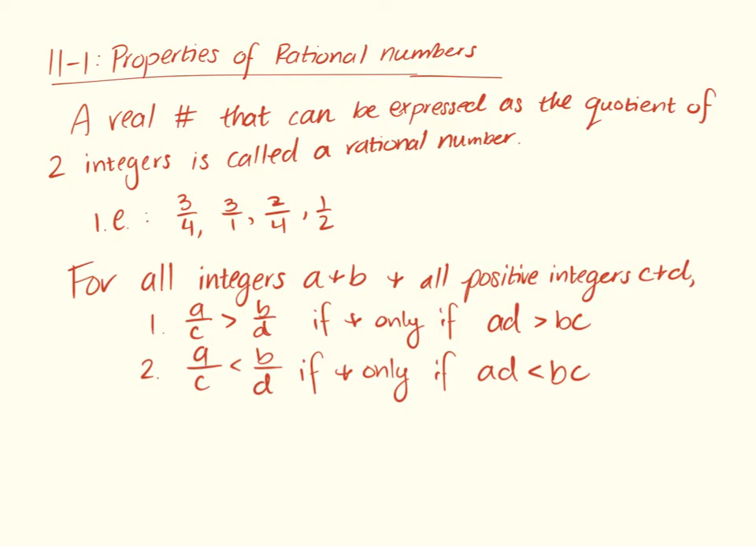Something we need to start off by looking at is that for all integers a and b, and all positive integers c and d, a over c is greater than b over d if and only if the product of a and d is greater than the product of b and c. So if you cross multiply and your product on the left is greater than the product on the right, then the fraction is greater. A over c is less than b over d if and only if the product of ad is less than the product of bc. Okay? So let's look at some examples.